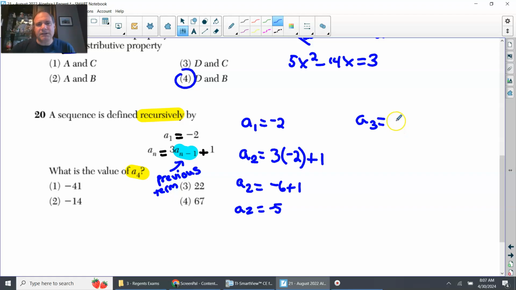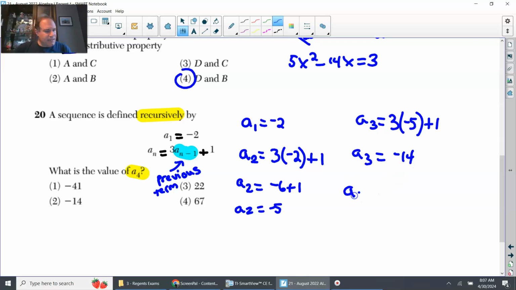A sub 3 is 3. You're going to use the same formula. 3 times the previous term, which is negative 5, plus 1. So that's negative 15 plus 1, which is negative 14.